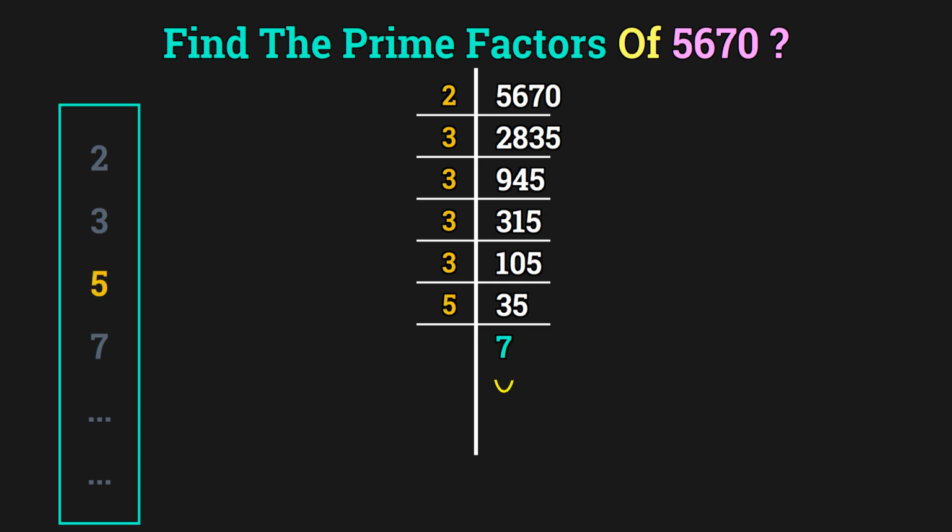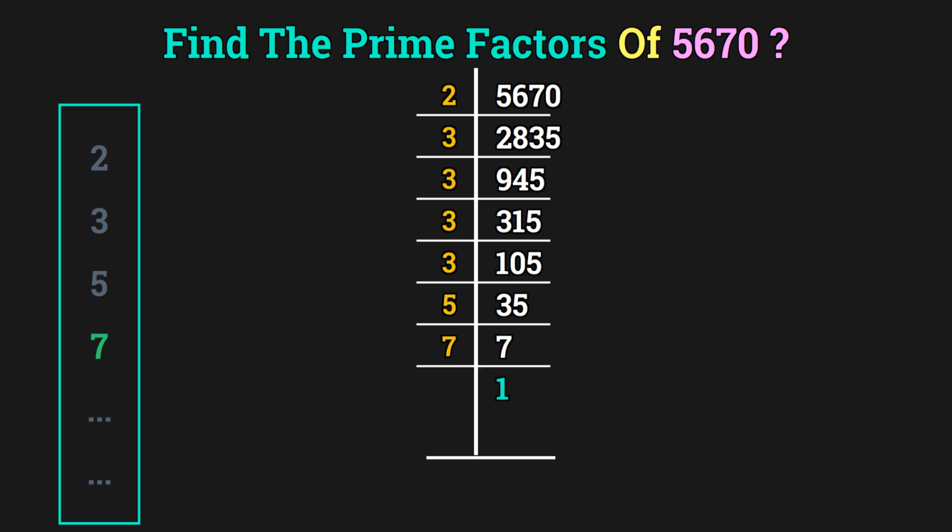Dividing 7 by 5, the result is not integer. Since the result is not integer, so we will try to divide by the next number. Dividing 7 by 7, which equals 1. So 7 divided by 7 equals 1.